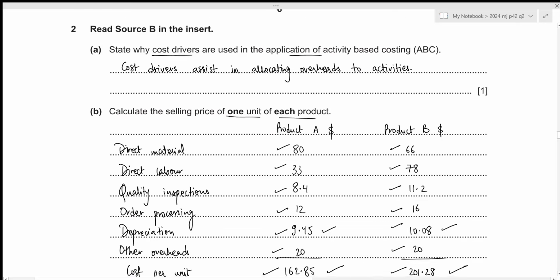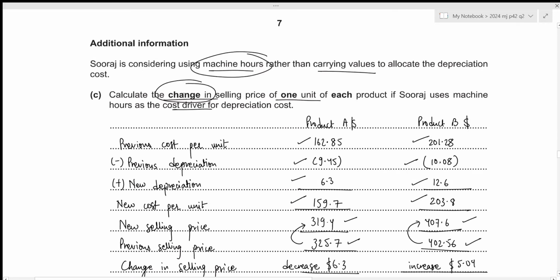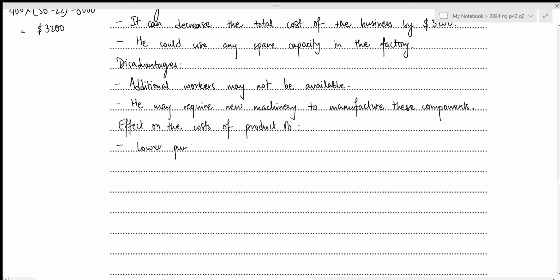Let's write it down. Lower purchase orders for product A will allocate more overheads of order processing to product B.